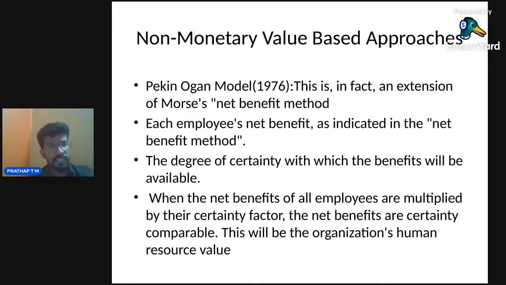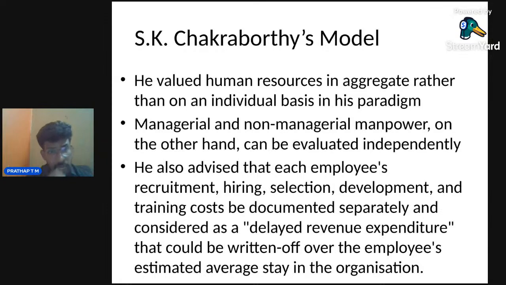Take an example: every person as an employee doesn't only contribute through monetary value. Along with that, they contribute non-monetary value, non-monetary benefit, to the organization. That is also considered in the Pekin and Ogan model. Now let us see the Chakraborty model, which is suggested under the non-monetary value method. It evaluates human resources in aggregate rather than on an individual basis.